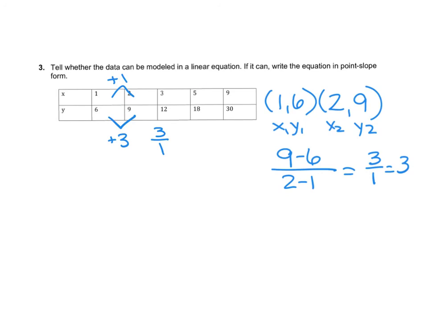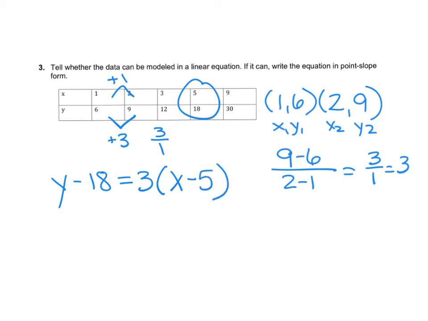All right, and then we need just a point. Let's just take one of the points. Maybe I'll just take this one right here. So I'm going to have y minus y1, which is 18, is equal to our slope of 3 times x minus x1, which is 5. And there we have it. So in this lesson, we took a look at how to write equations in point-slope form.